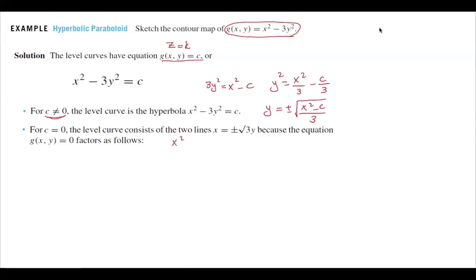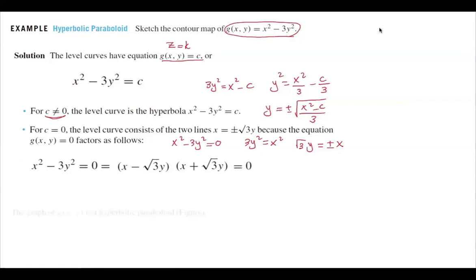Here you get x squared minus 3y squared equal to 0. So 3y squared is equal to x squared. If you take square root of both sides, you get square root of 3 times y equals plus minus x. You can also factor it this way: x minus square root of 3 times y, times x plus square root of 3 times y. When you set it equal to 0, you get two sets of lines.